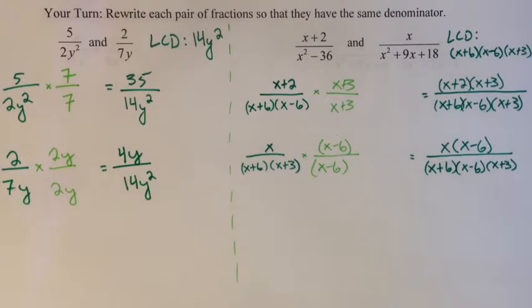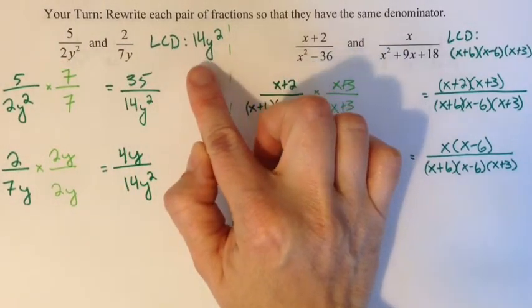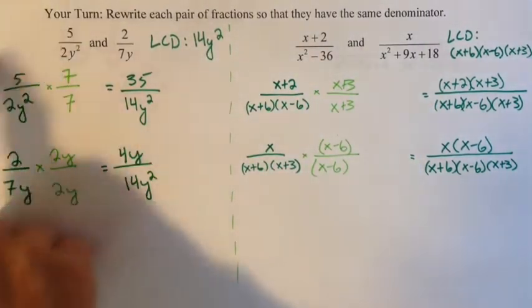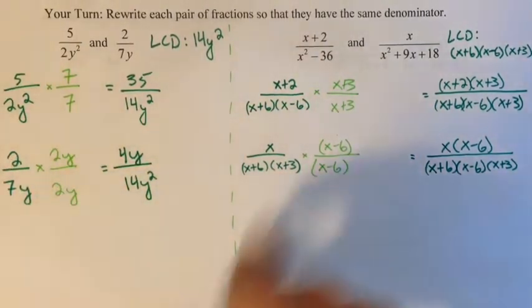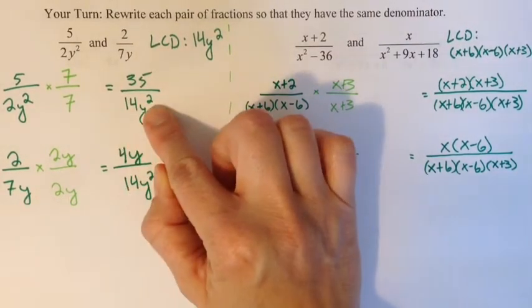And we're back. Let's go ahead and look at these two problems together. My task here is to rewrite each fraction so that they have the same denominator. For my first pair, I already found that the least common denominator was 14y squared. So I take my first fraction, 5 over 2y squared, and I write down my goal denominator over here on the right, 14y squared.